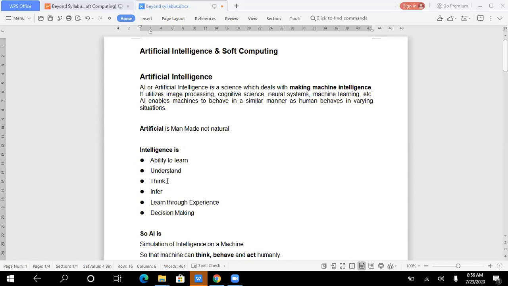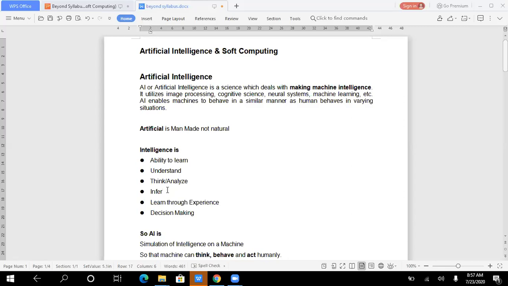Then we have think. The thinking capability of a person makes them very intelligent. That means we human beings have the ability to think on our own, right? We can analyze one more term for this, that is analyze. We human beings can analyze a particular situation, and we can understand it and think over it, with the help of which we can decide on certain things.